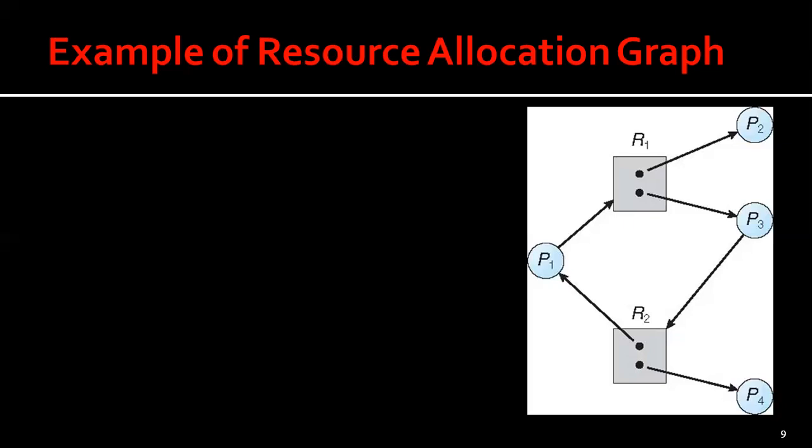So we can say that if a resource allocation graph does not have a cycle, then the system is not in a deadlock state. On the other hand, if there is a cycle, then the system may or may not be in a deadlock state. So this observation is most important when we are going to deal with deadlock problems.